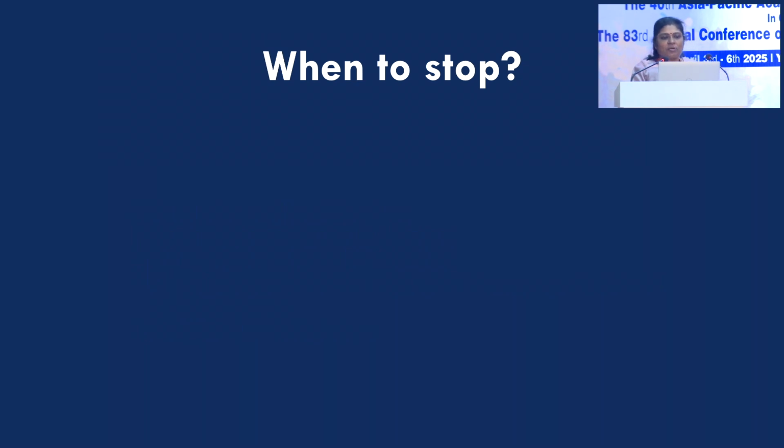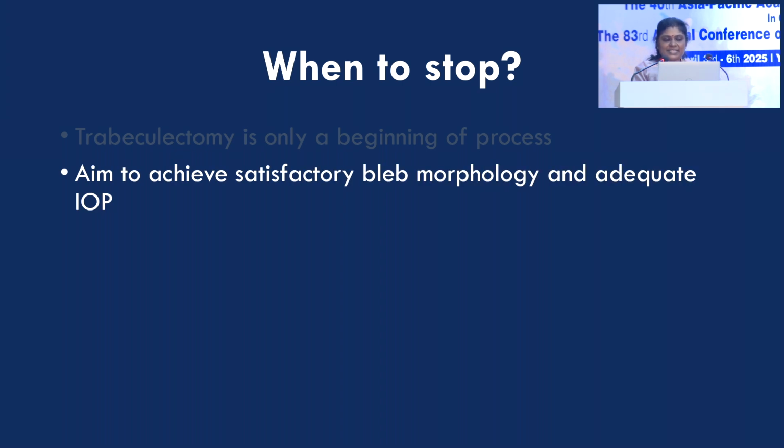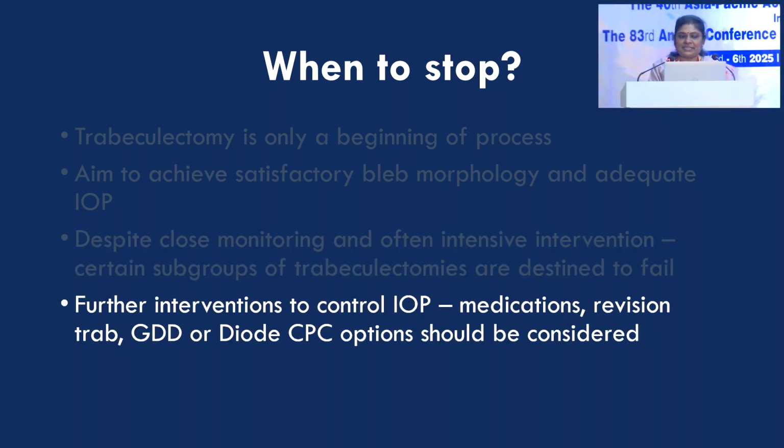So when to stop? We need to know when to stop. As I said, it's just the beginning of a whole process. It aims to achieve satisfactory bleb morphology. It really takes sometimes months together. Despite close monitoring and often intensive follow-up, treatment and intervention, some blebs of trabeculectomy are destined to fail.